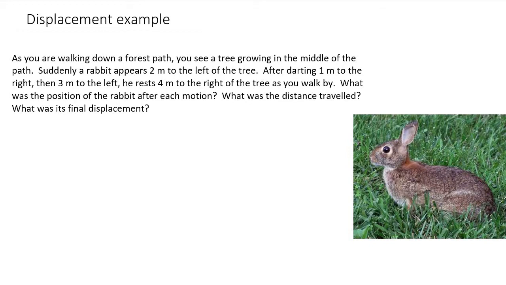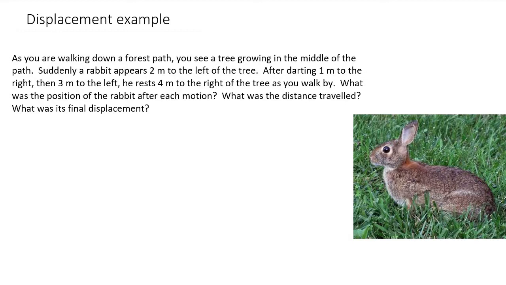So let's do a quick example that puts things like position and displacement into context. As you're walking down a forest path, you see a tree growing right in the middle of the path. Suddenly, a rabbit appears 2 meters to the left of the tree. After darting 1 meter to the right, then 3 meters to the left, he rests 4 meters to the right of the tree as you walk by.